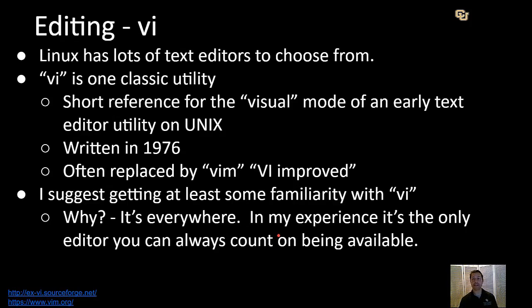So in terms of editing, there are lots of different text editors you can choose from on Linux, and a lot of different ones that you can use on the command line. VI is the one that I'm going to talk about here. It's one classic utility. It's been around since 1976. It was based on what was called the visual mode of an early text editor on Unix. So that's where the VI comes from in terms of the name. And a lot of times you'll see it replaced now by VIM, or VI improved, which is just a version of VI that has a lot more features in terms of editing, with plugins, for instance, for some additional capabilities. So you have a lot of different ones to choose from.